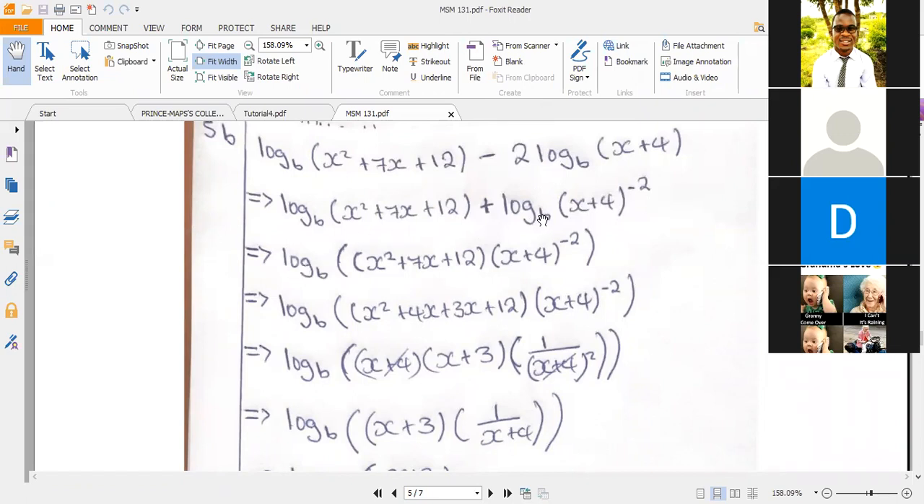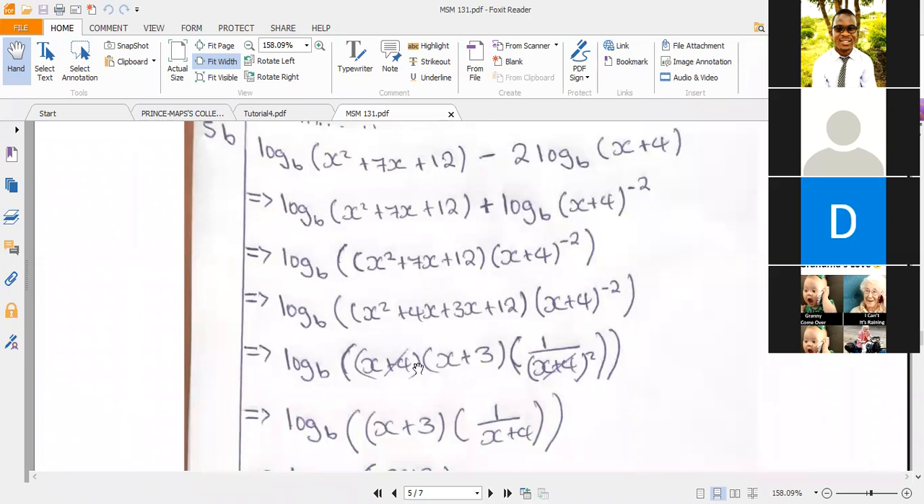Since we raised to a negative power, this changed to positive. What does that give us? That tells us that this will now be a multiplication of these two. So it will be log b, open brackets, x squared plus 7x plus 12 times x plus 4 to the power -2, which is the same as 1 over x plus 4 to the power 2.